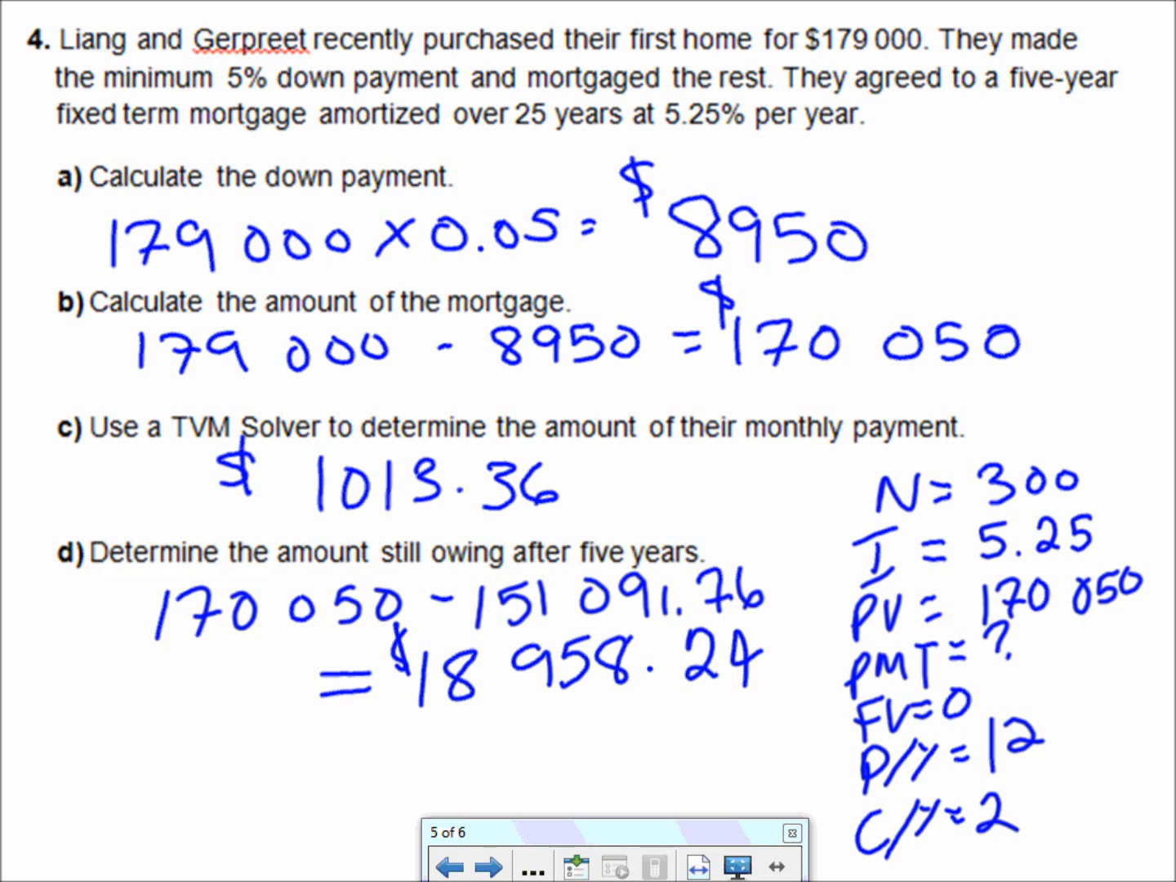Sorry, I answered this question. This is what is still owing. We could have stopped here.